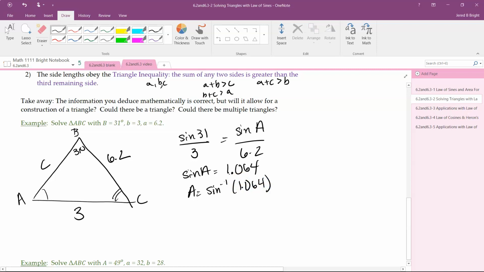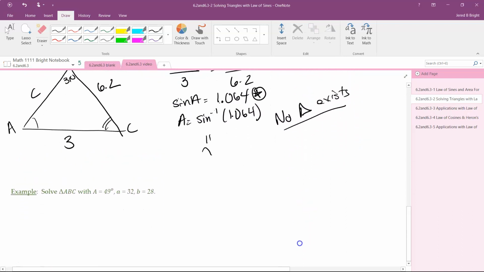And now, really, at this stage, there should be like red warning lights going off in your head. Okay? Sine, its output is between positive 1 and negative 1, right? So negative 1 to 1. We have a value that's more than 1. And when you do sine inverse, surely enough, what does your calculator spit out? A domain error. Okay, so this one is actually no triangle exists. So you can get no solution.